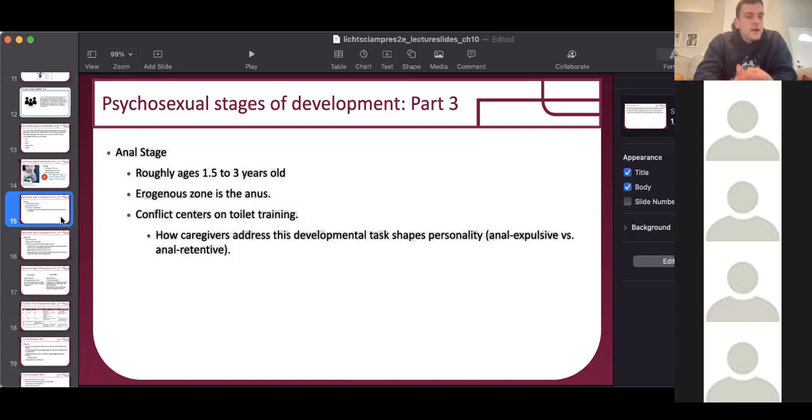Anal retentive might have been something that you've heard before. If somebody's anal retentive, they're very detail oriented, very type A, kind of a control freak. Whereas if you're anal expulsive, you're like an agent of chaos. You don't have a ton of control over your impulses. Just wake up and choose violence every day.